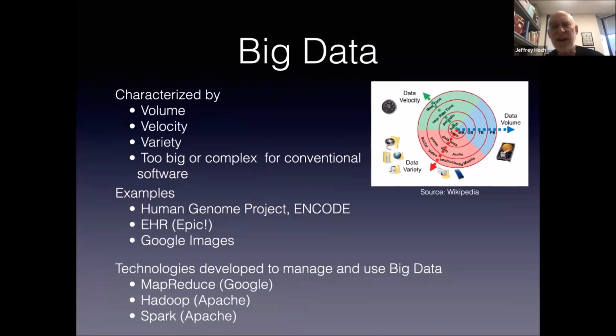The reason that's kind of a moving target is software gets more and more powerful, of course, so that what we term conventional software keeps evolving as well. So the goalposts for what constitutes big data keep moving as well.